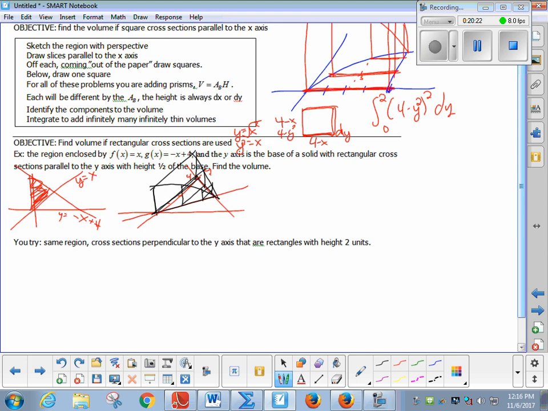Draw the side of anything parallel to the line. This? Yeah. It is not parallel to anything in the base. It's kind of sticking out of there. That's the one. Okay?